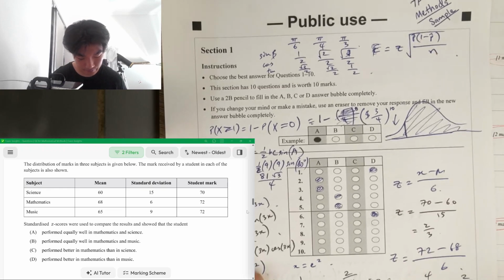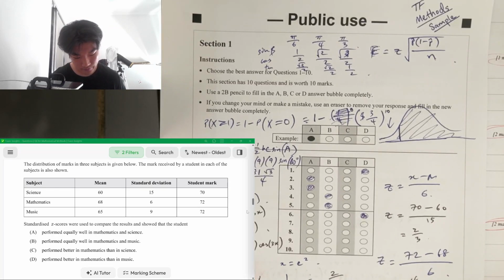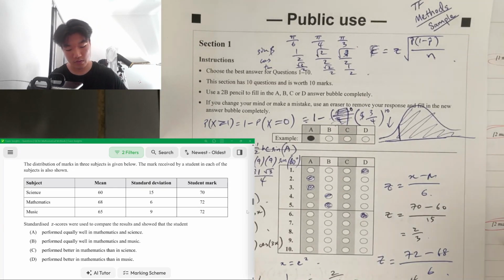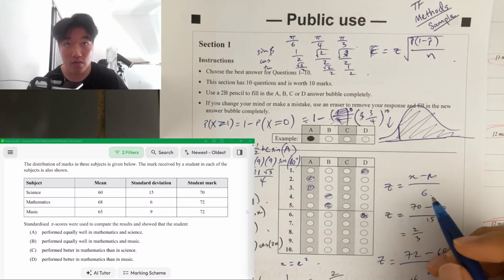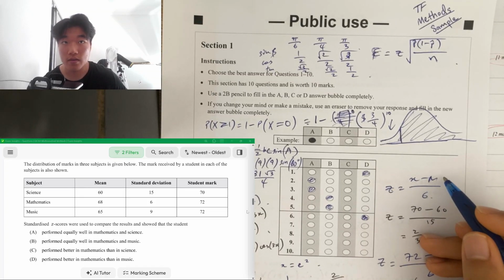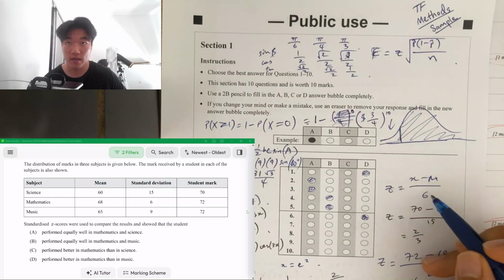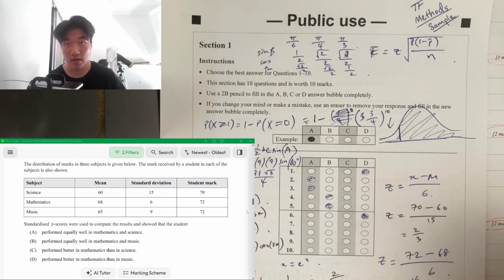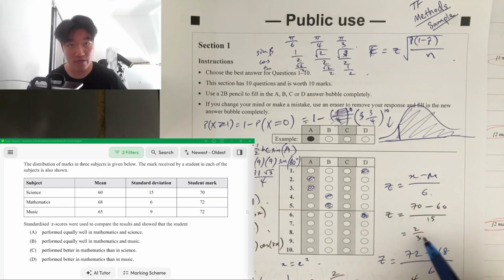Okay, in this case, we can use z-scores. So I calculated the z-score of science. x in this case was the student's mark, which was 70. We subtract the mean, which is represented as mu, which was 60. So 70 minus 60 is 10. And then we divide by the standard deviation of the data, which was 15. So 10 over 15 simplifies down to 2 over 3.